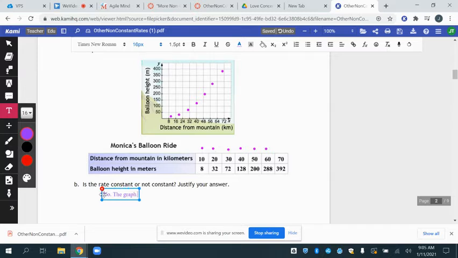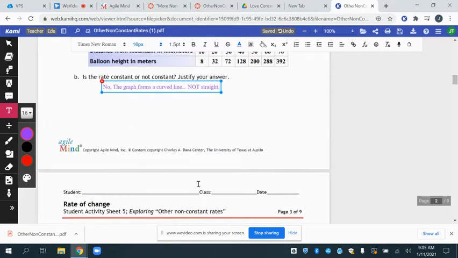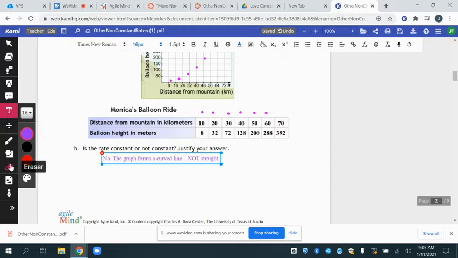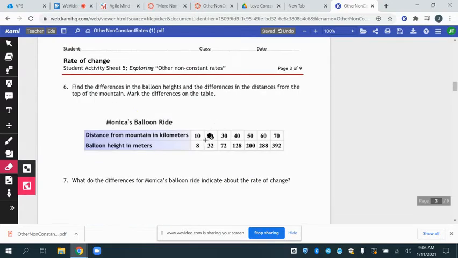The graph forms a curved line, not straight. Remember, constant rates always make a straight line. Okay, we're going to find the differences in the balloon's heights. Now, this is a cool way you can try to figure things out. Later, we do this a lot to actually find things out, or to find what we call the degree of a function. So what we're going to do is use our math skills to figure out how much things change by. This is called the first difference.